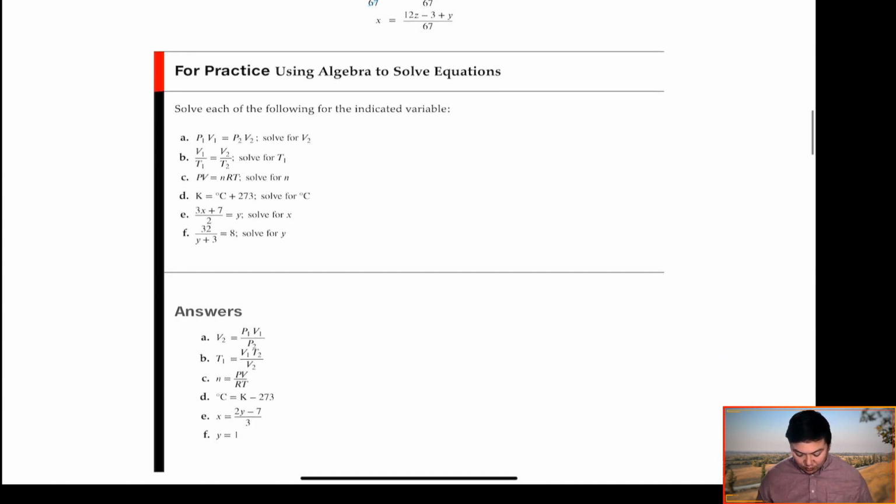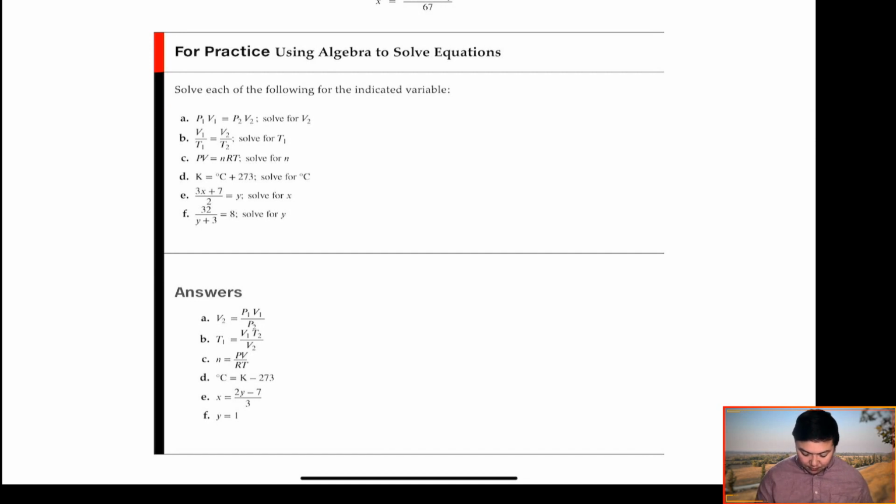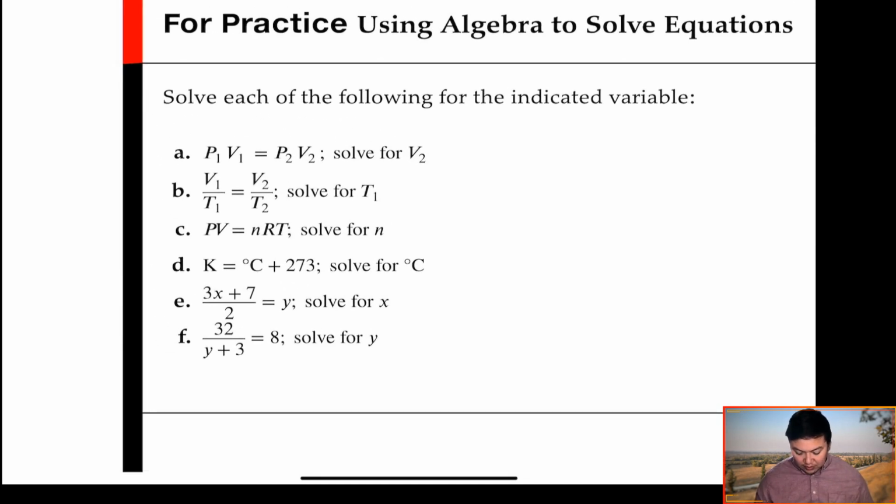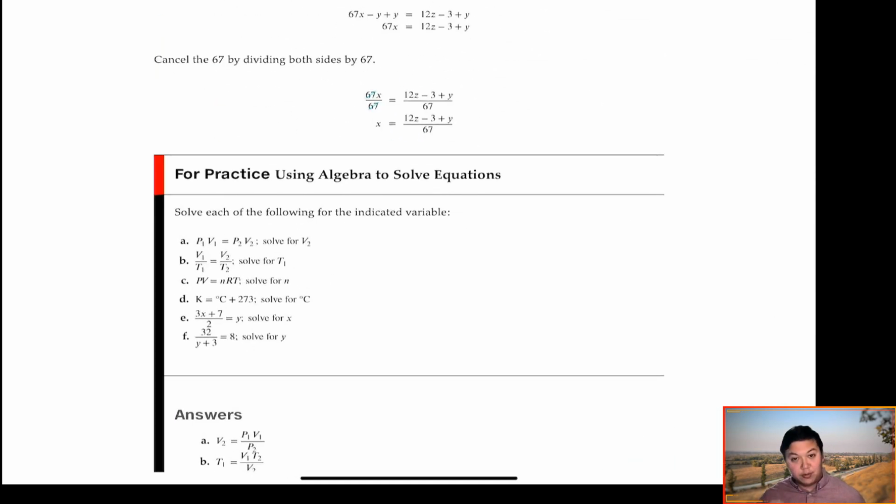You could take these and run through them. Even with these problems, it says solve for V2, but you could do the exact same thing and solve for V1, or solve for P1. If you really want practice, try solving the equation for every variable. I would also use the conversion factors for temperature scales, because those have some addition and subtraction in them. All right, thank you.